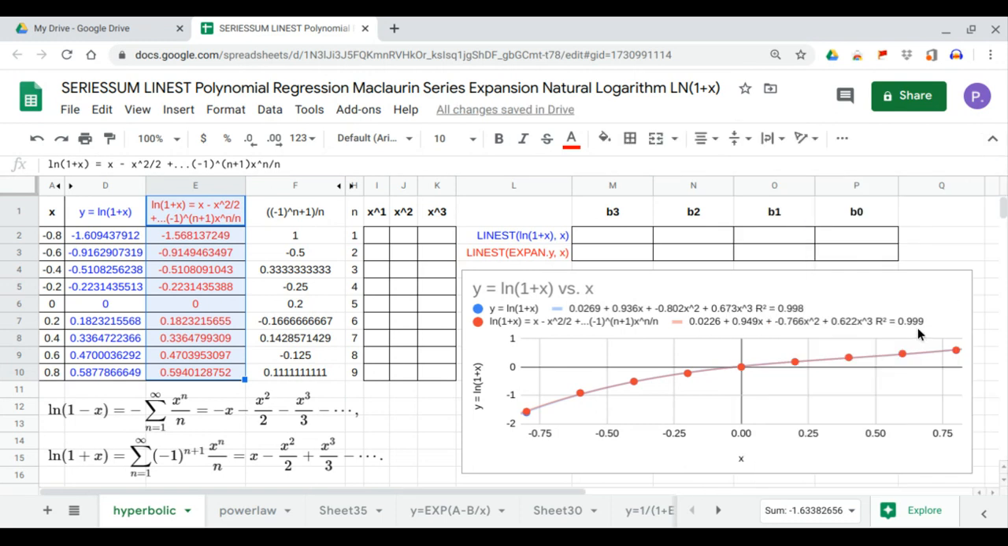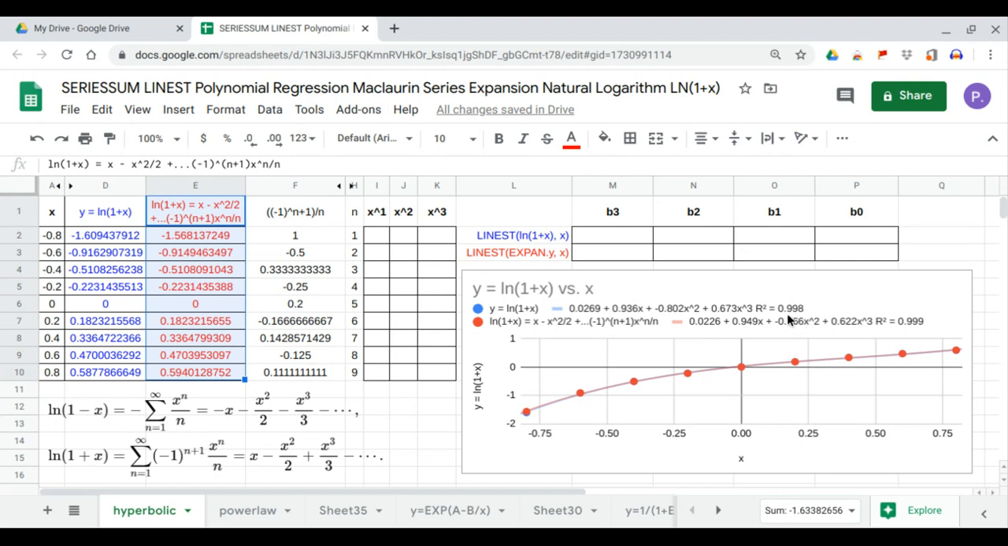So the goodness of fit is 0.999. It's better than the original, which is 0.998, because we're regressing this in the polynomial to the third degree. And we have the values of B0, B1, B2, and B3. We'll calculate these values using LINEST.